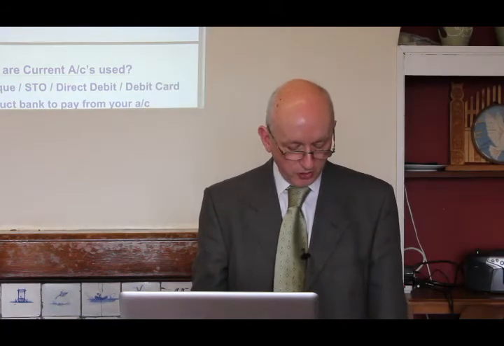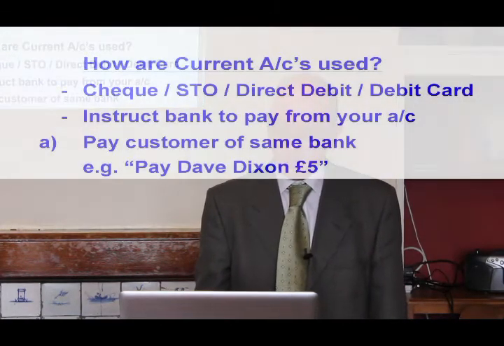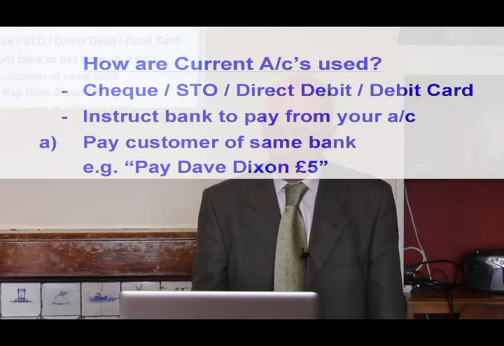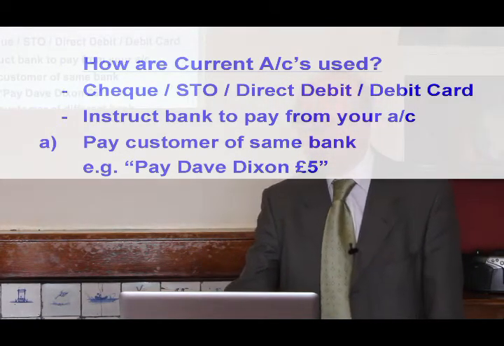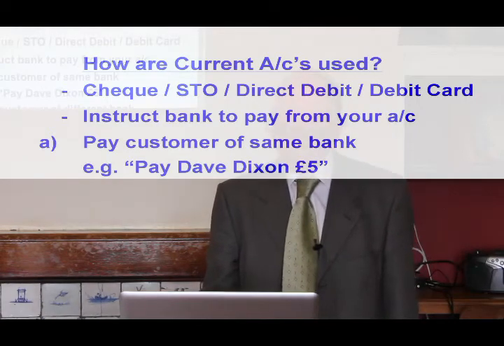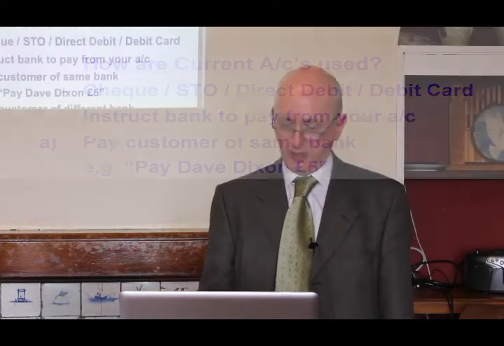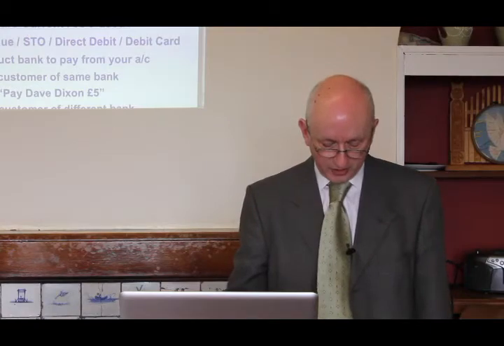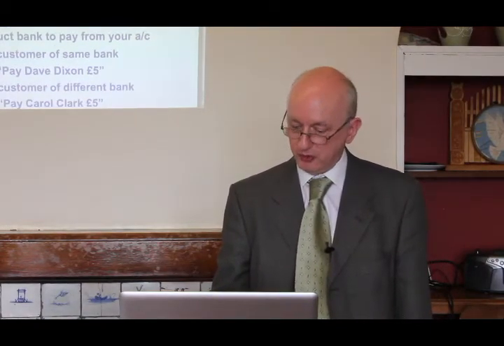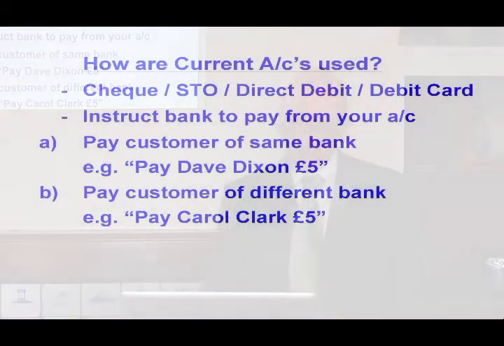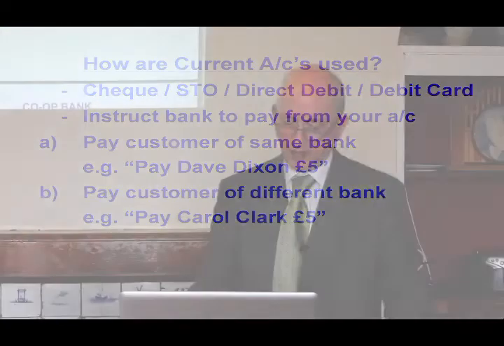Firstly, where you're paying a customer of the same bank. For example, this Alan Atkins is writing a cheque to instruct his bank to pay £5 to Dave Dixon, who also banks with the Co-op Bank. Secondly, when he's trying to pay a customer of a different bank, Carol Clark, who banks with HSBC. So let's look at how that works.